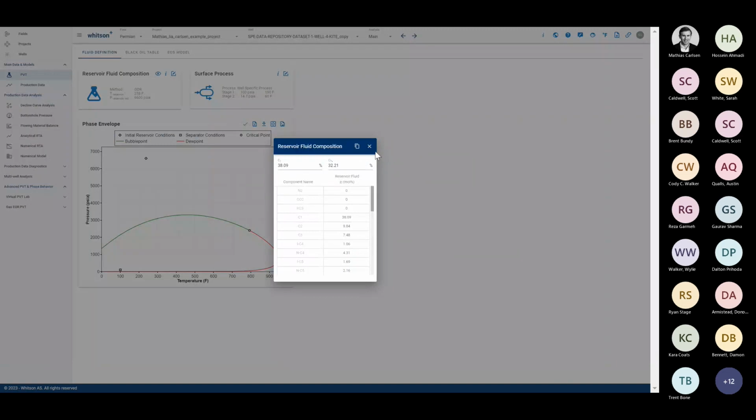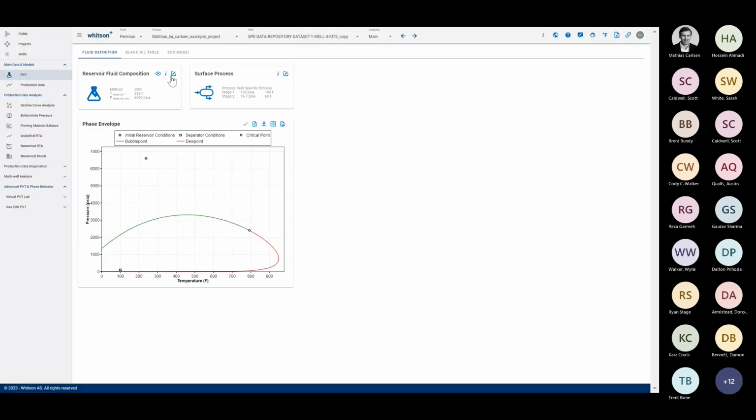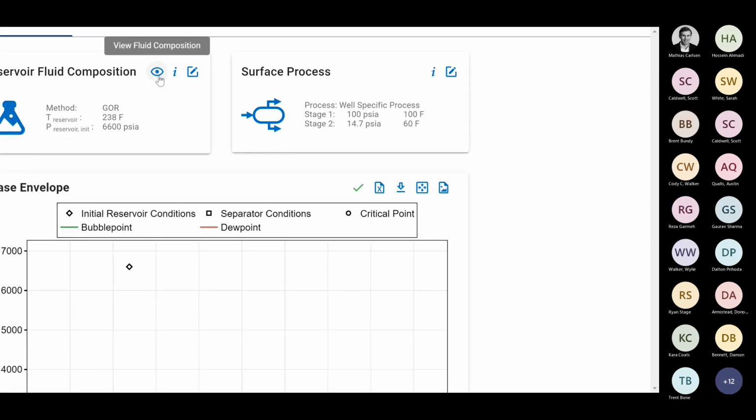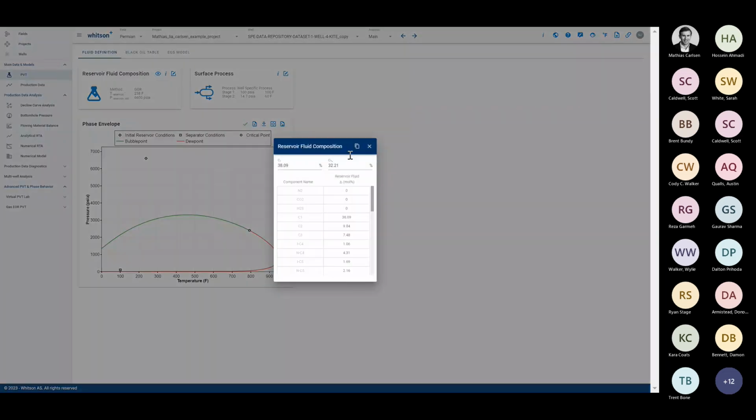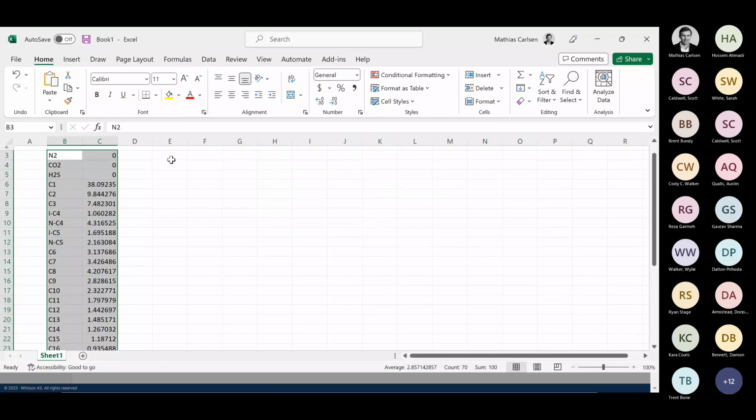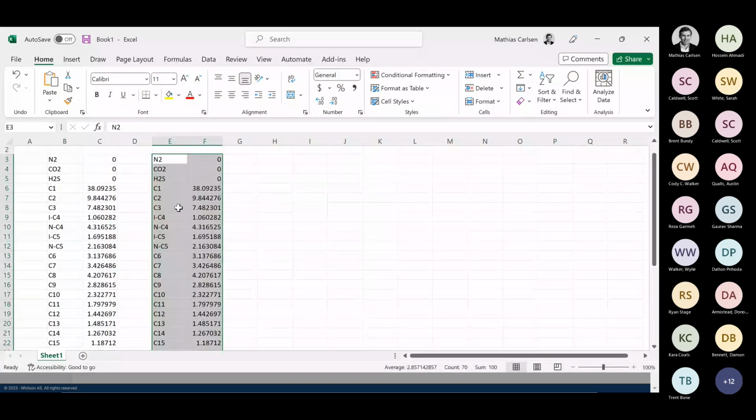You open up the reservoir fluid composition, whatever you call this, view fluid composition, this eyeball symbol. Someone has a better name for this, let me know, but I call it an eyeball symbol. And you see the components here all the way up to C30, and you can copy these into Excel with a click of a button like this.